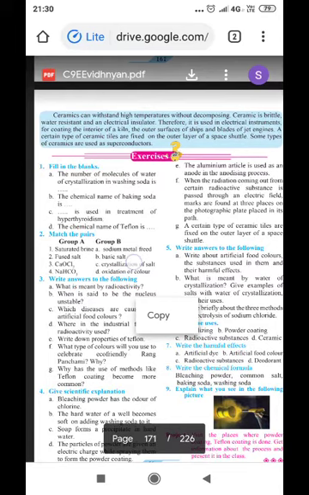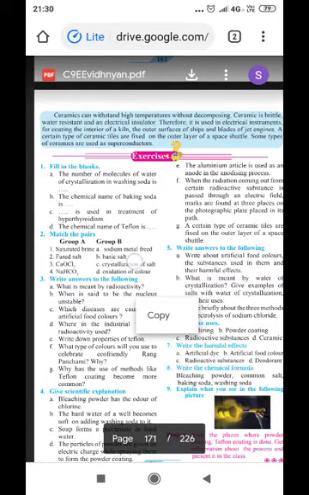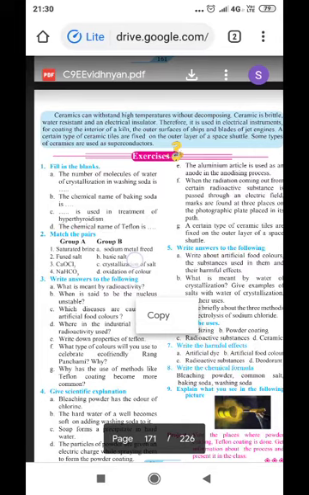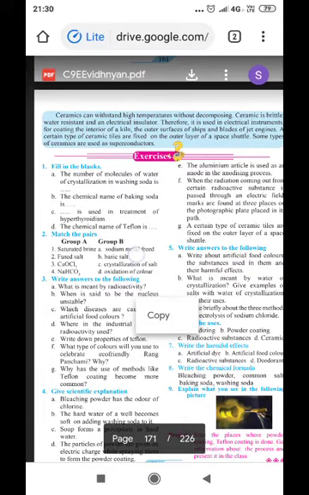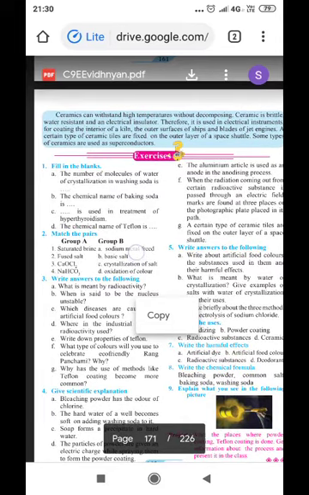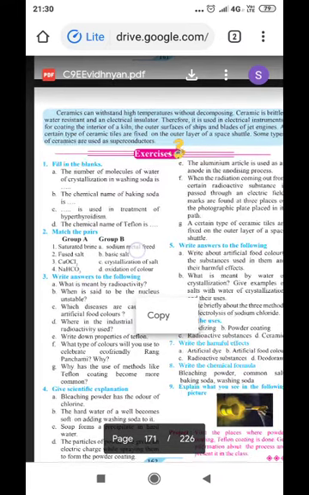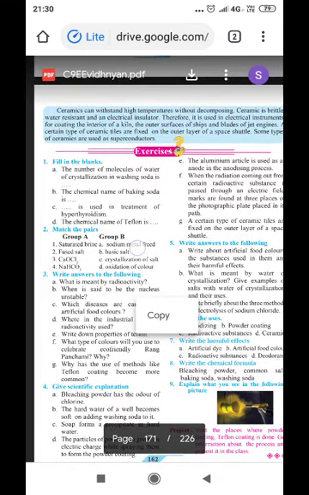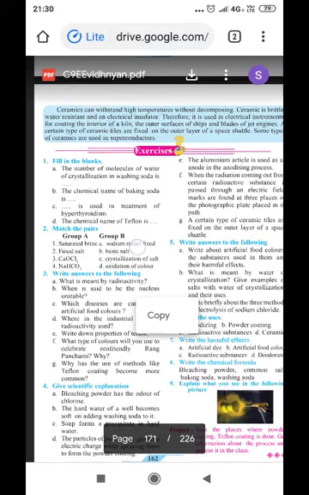Therefore, it is used in electrical instruments, for coating the interior of a kiln, the outer surface of ships and blades of jet engines. A certain type of ceramic tiles are fixed on the upper layer of the space shuttle. Some types of ceramics are used as superconductors.